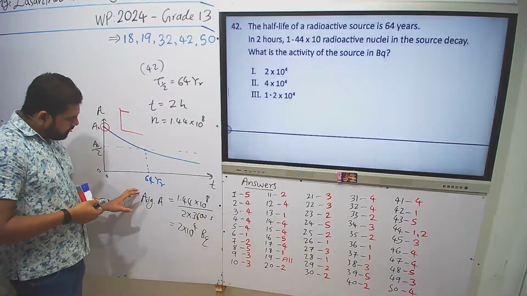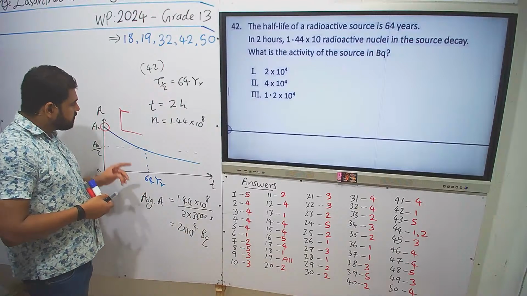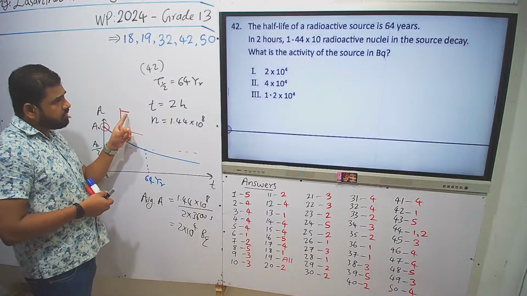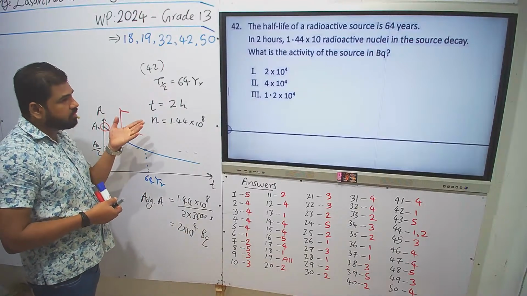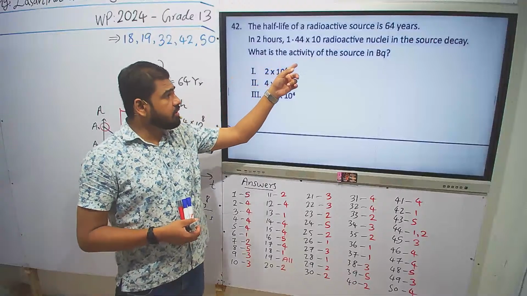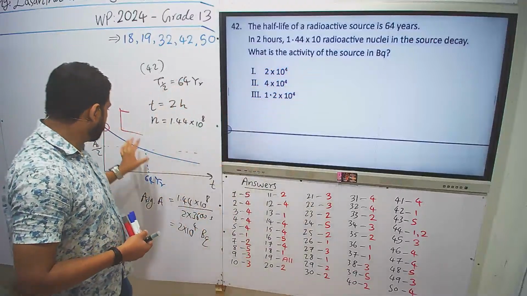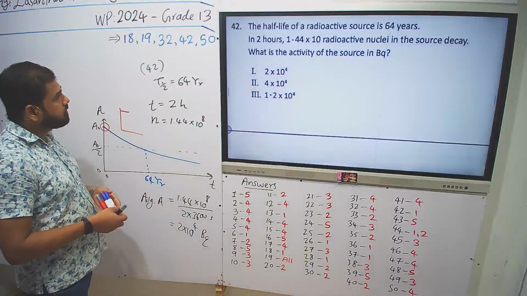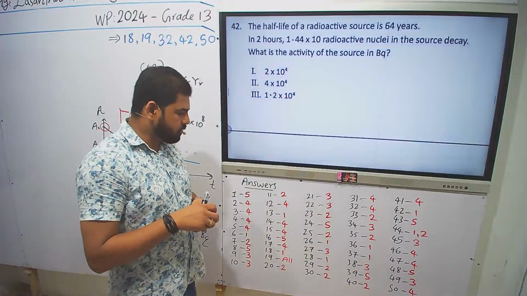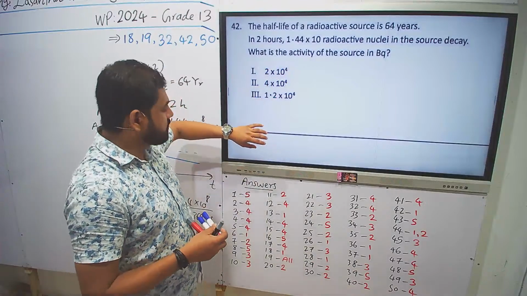But this is the average activity, right? As I told you, this value is almost the same, so you have constant activity during that time. So what is the initial activity of the source? You can use this value, right? So that is the clarification for 42. That's a good question. Some data was missing.